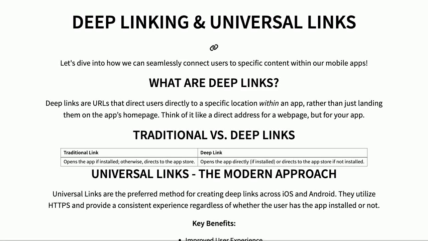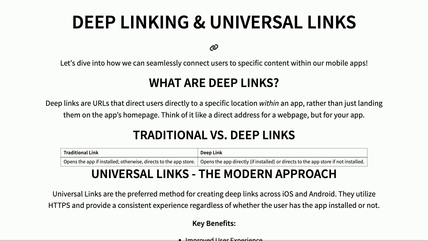Okay, so let's talk about getting users to the right place within your mobile app. That's where deep linking comes in. Essentially, a deep link is like giving your app a direct address. It's a URL that takes someone straight to a specific screen or piece of content inside your application.